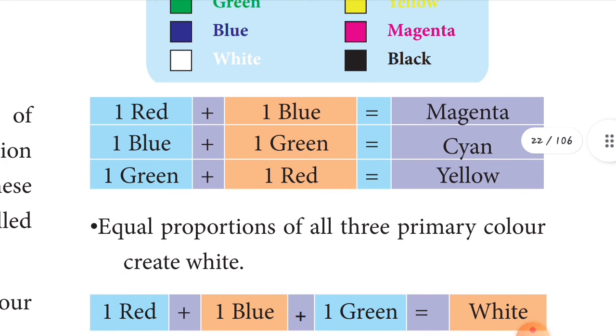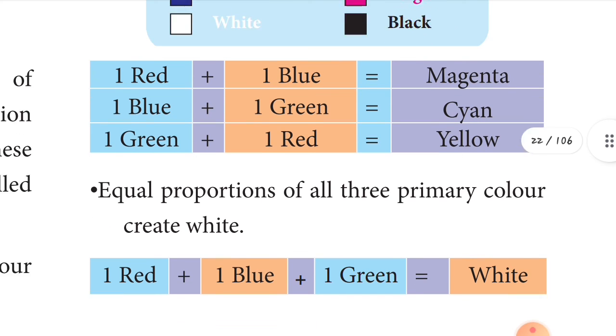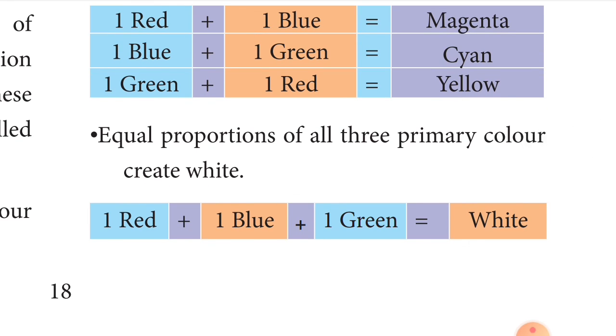So with equal proportions of all 3 primary colors, red, blue and green, you get which color, children? White color is formed. This is clear to you, children. So this lesson is over, children.